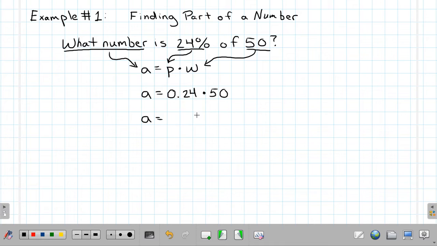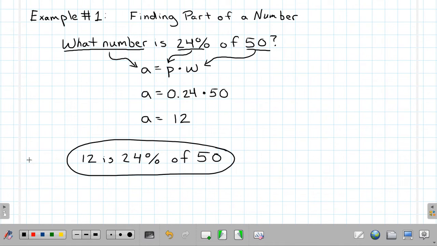Now, that's not anything that I suspect many people could do in their head, but if you're clever enough, you can do this in your head. But if you need to, double check yourself on a calculator. 0.24 times 50 is the number 12. Okay, so what this means is 12 is 24% of the number 50. So 12 is the number.